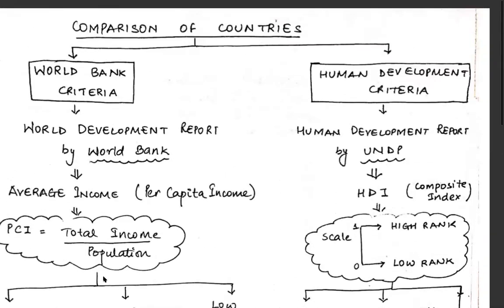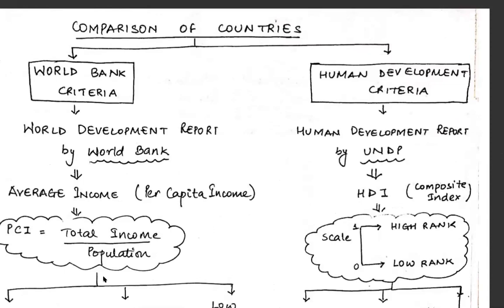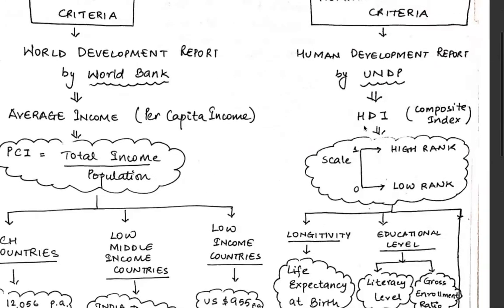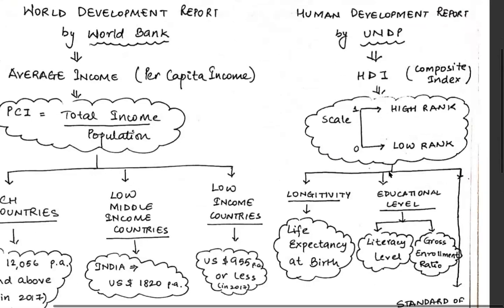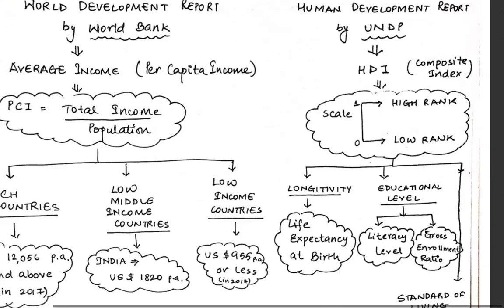There's never a stoppage to your thoughts and your explorations. So here we are with the second criteria, which is the human development criteria, published in the Human Development Report by the UNDP, United Nations Development Program. They call it the HDI, Human Development Index. And HDI is a composite index, okay? It has three categories for measuring the development.